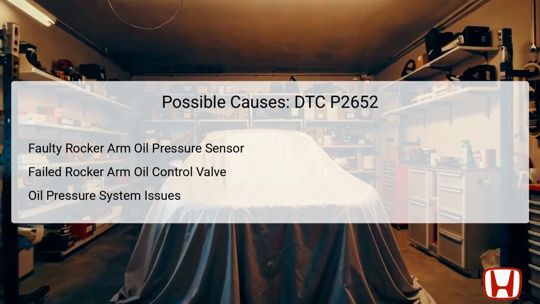When diagnosing DTC P2652, it's essential to consider several probable causes. First, a faulty rocker arm oil pressure sensor may be providing inaccurate readings. If this sensor is defective, it will fail to correctly report the oil pressure status to the PCM, leading to erroneous DTC judgments. Additionally, the rocker arm oil control valve could fail, preventing it from correctly regulating oil flow, thereby affecting the oil pressure detected by the sensor.